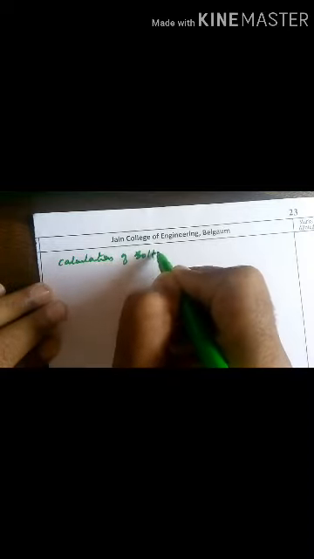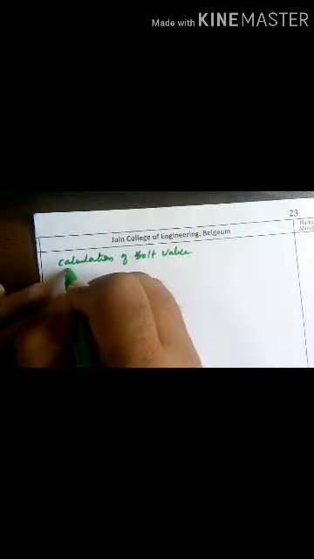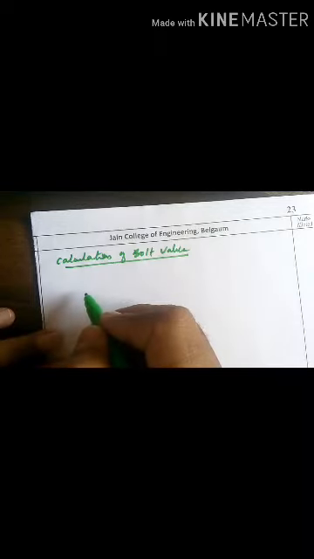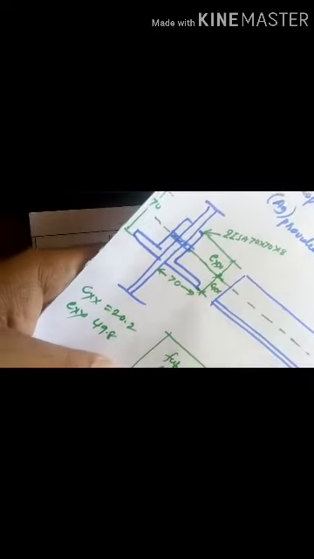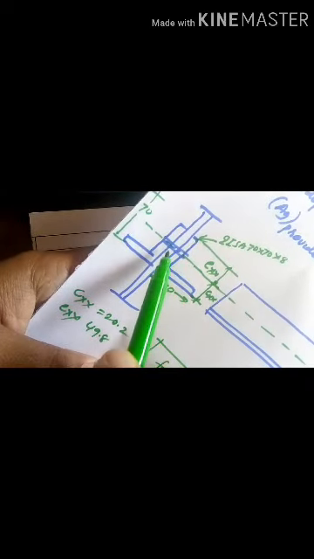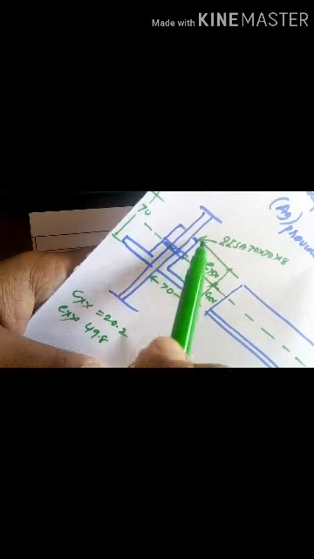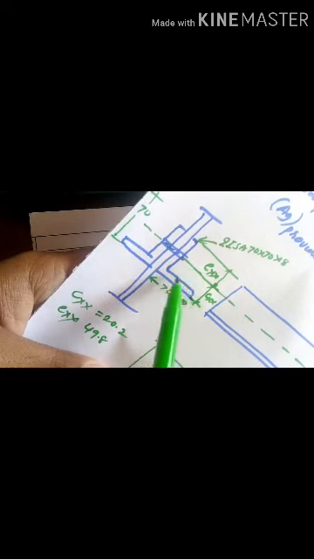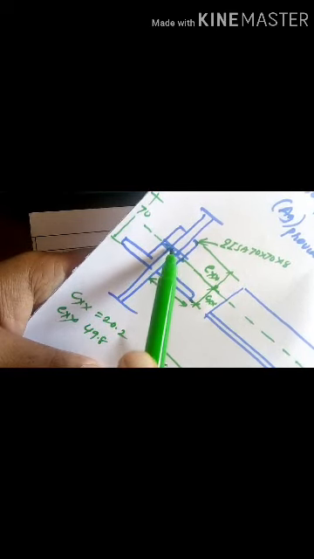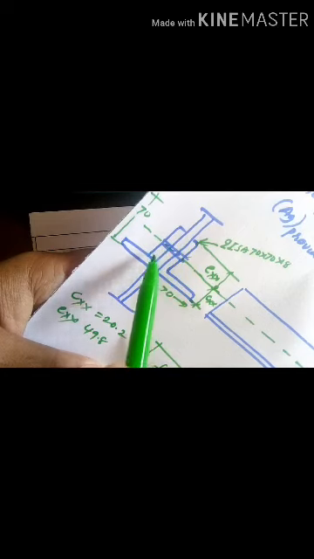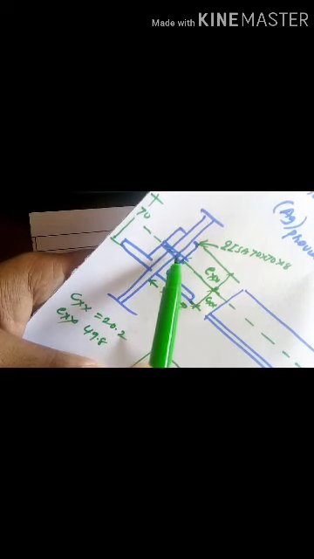Calculation of bolt value. So we need to calculate bolt value. Once we get the bolt value, the number of bolts can be easily calculated. This section is provided back to back, so it will be double shear. This plane gives you the double shear, so we need to calculate strength in double shear here.